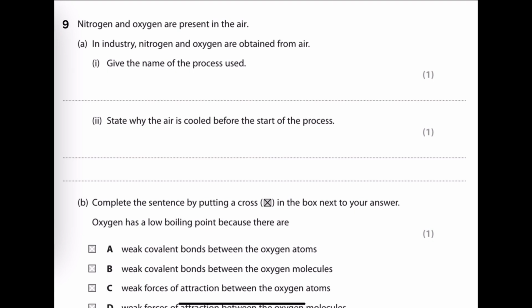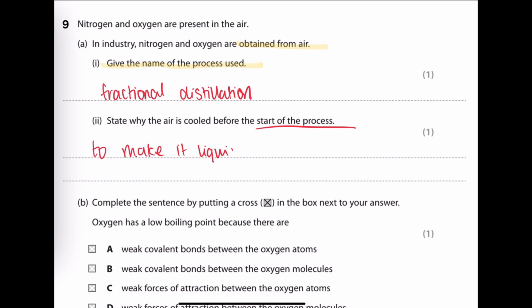Question 9. Nitrogen and oxygen are present in the air. A. In industry, nitrogen and oxygen are obtained from the air. Give the name of the process used, and this is fractional distillation. This is how we separate them from the air. 2. State why the air is cooled before you start the process. This is so that you can make it liquid, because with fractional distillation, all of it has to be liquid so that we can separate it, and this is based on boiling points.